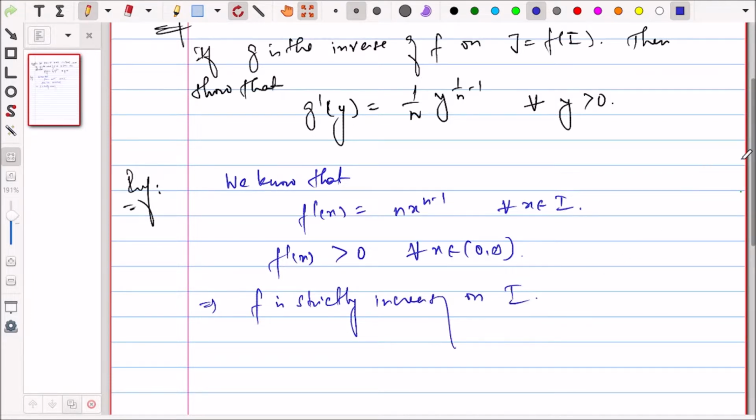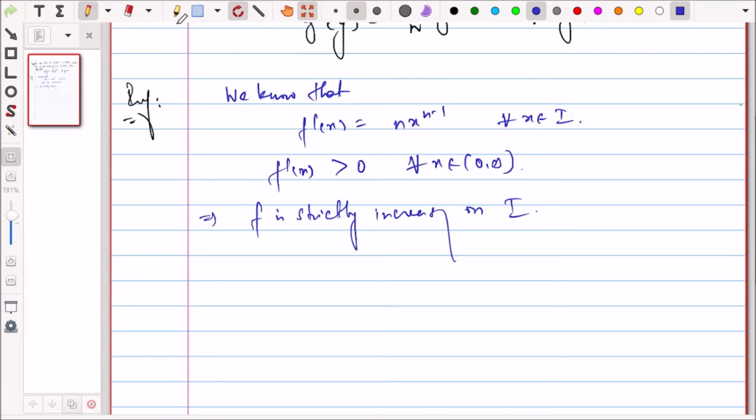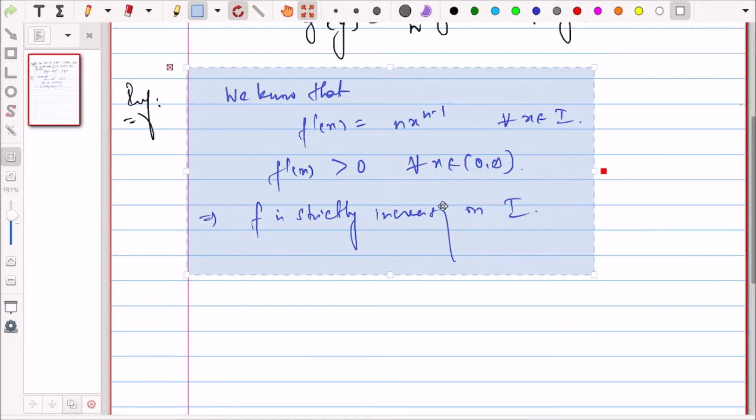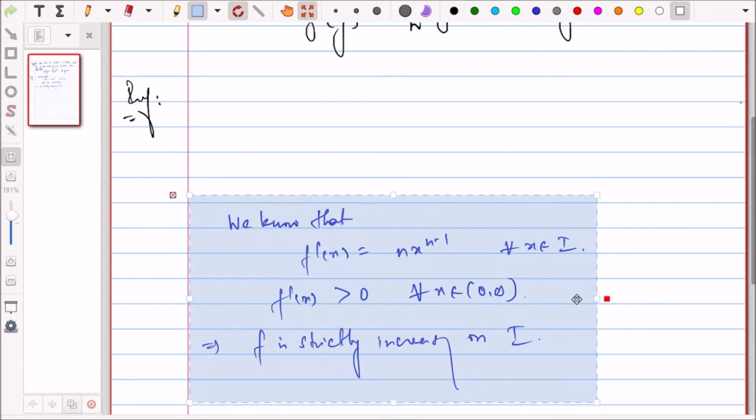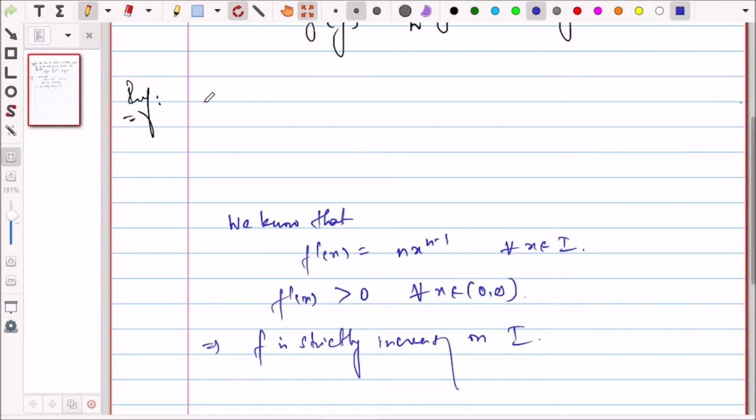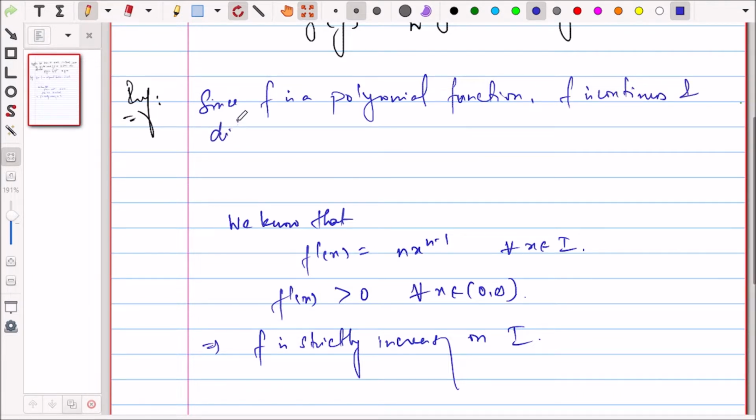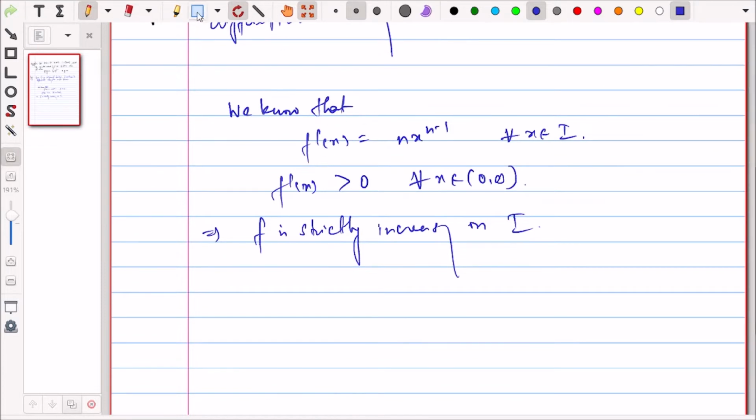In fact, it is strictly increasing on I. Also, why will it be continuous? Since f is a polynomial function, f is continuous and differentiable everywhere on its domain. So that's why it is continuous and differentiable on I. So we have shown that it is strictly increasing as well.